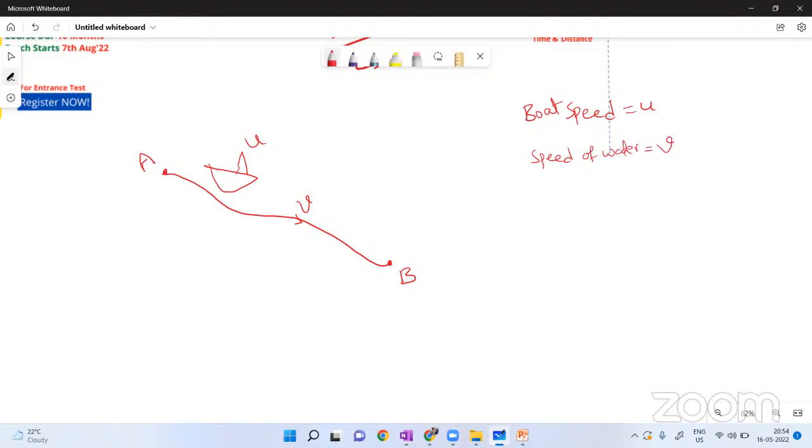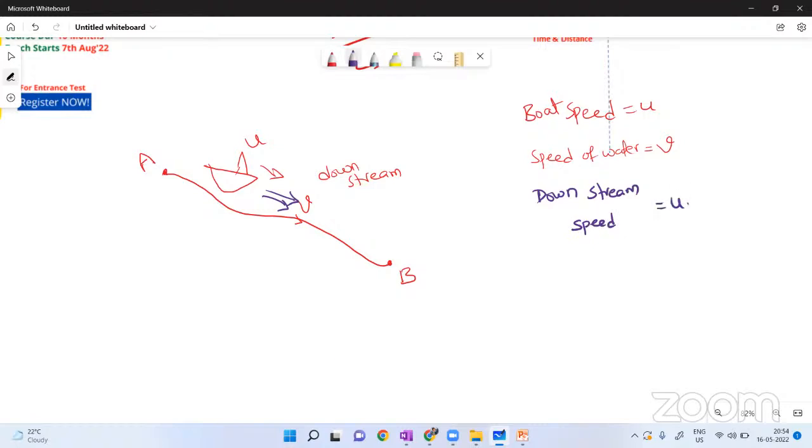That is v. So whenever a boat is traveling from up to down, we call it downstream. When water is flowing from up to down, we call it downstream. So whenever the boat is coming downstream, not only you, but the water is also flowing in the same direction. We call it effective speed. So effective speed in downstream will be u plus v.